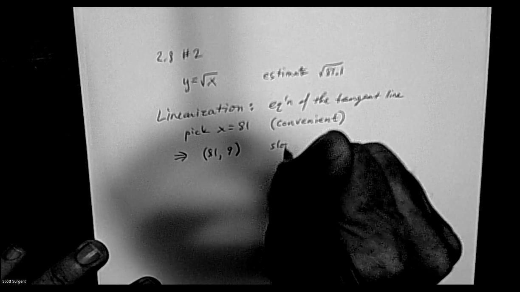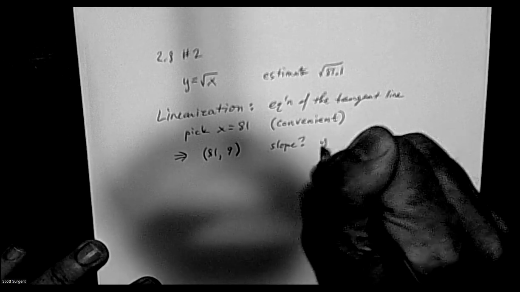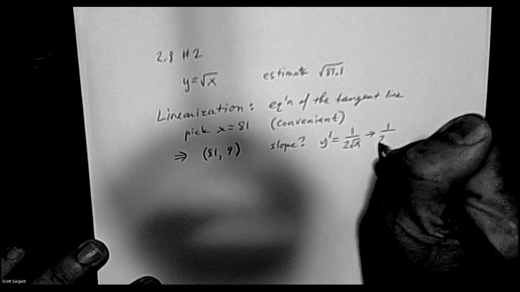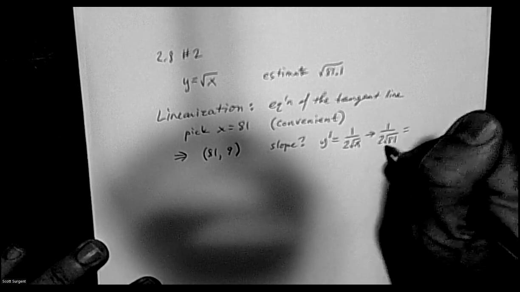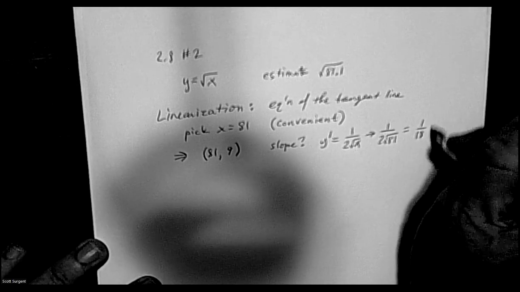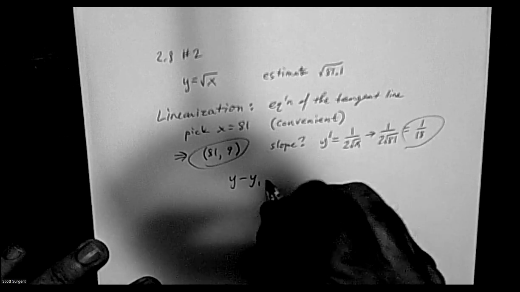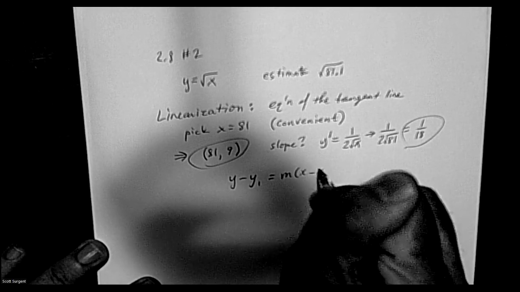Now we need the slope. We do that by taking the derivative, 1 over 2 root x. Pop in the 81, you get 2 times 9, which is 18. All right, yay, you've got the point, you've got a slope. Pull that into the point-slope formula for a line.